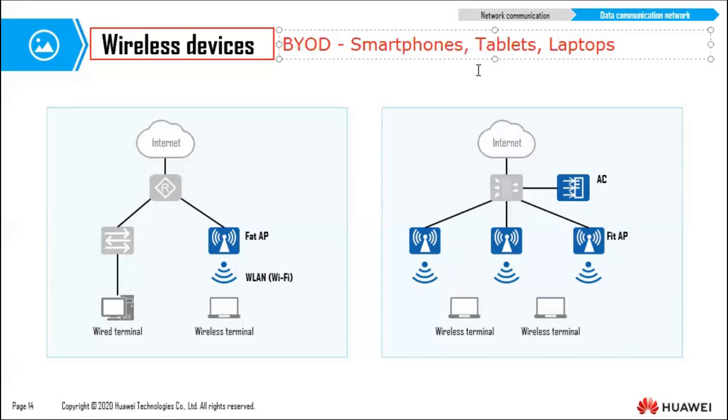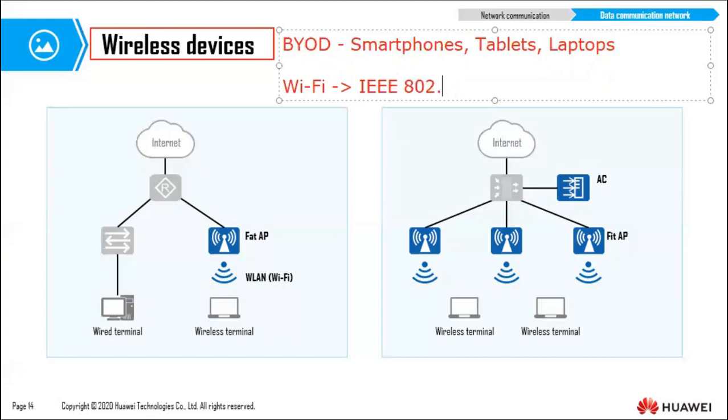Now, generally, wireless local area network is regularly referred to as what? Wi-Fi. And the standard that implements this is called IEEE 802.11. So we have a family of standards. You get 802.11a, ab, and others. There are quite a number of them.